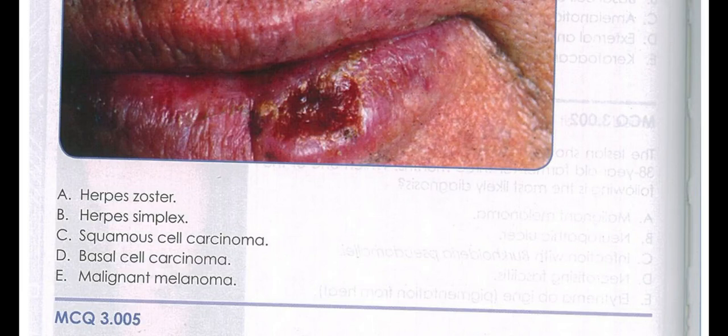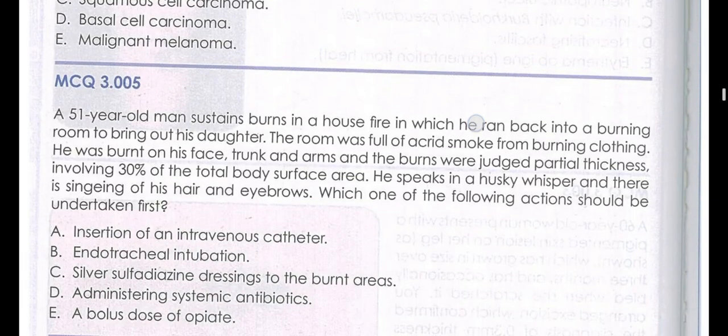So here, what correct answer will you give? Option A is herpes zoster, option B is herpes simplex, option C is squamous cell carcinoma, option D is basal cell carcinoma, option E is malignant melanoma. So the correct answer is squamous cell carcinoma, yes, squamous cell carcinoma. We already discussed it in the last video. So our next question is very easy to go through all these questions.